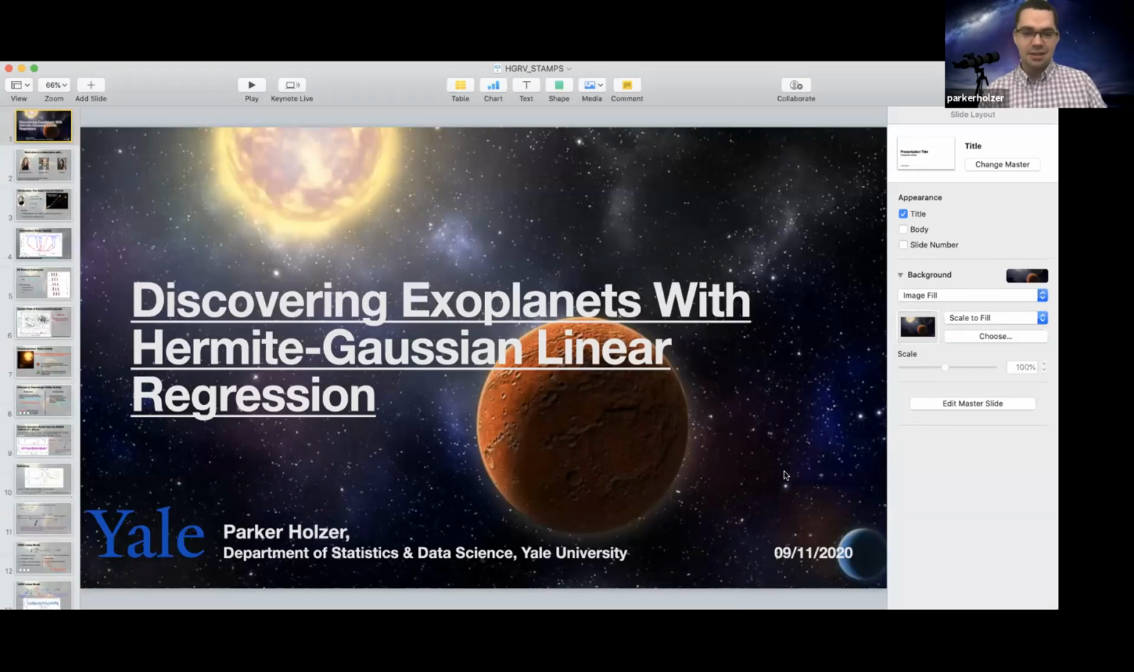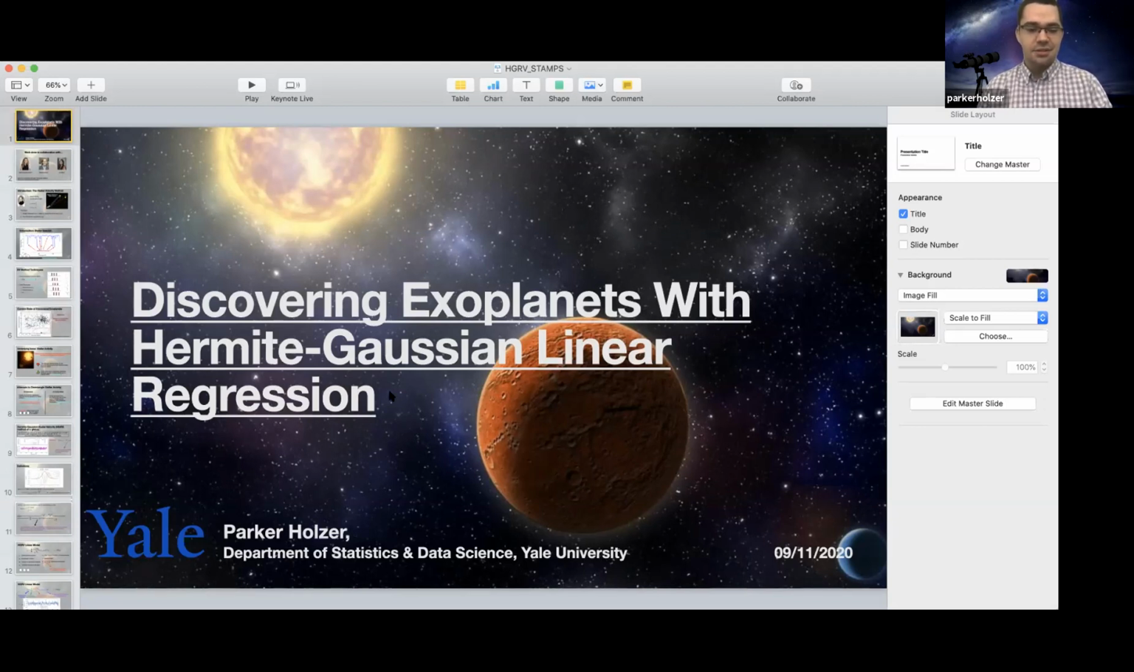I'll mainly be talking about discovering exoplanets with Hermite-Gaussian linear regression. I'll give some more details of that, of course. But basically, it's looking for ways to improve the methods used to detect planets that orbit distant stars. Those I'll refer to as exoplanets throughout this presentation.